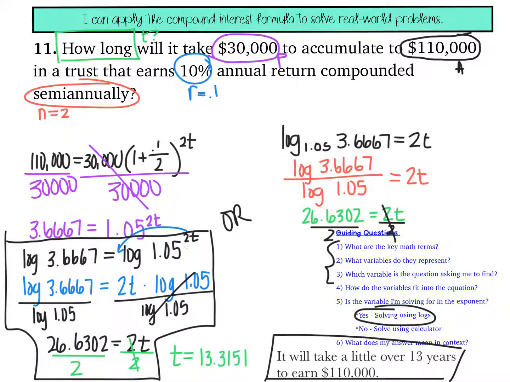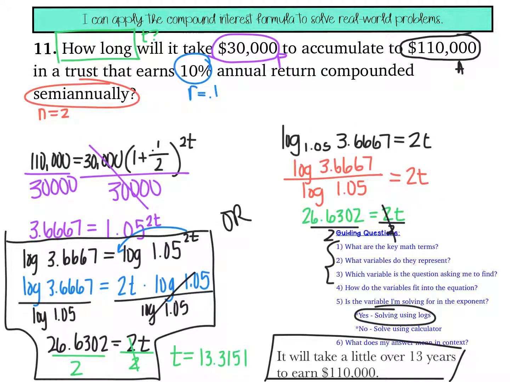So I took the log of both sides. That's all this is: log of 3.667 equals the log of 1.05 to the 2t. Using the power property, when I raise something to the 2t power, I can just put it out front and multiply it. So I end up with the log of 3.6667 equals 2t times the log of 1.05. So I just now have a basic equation to solve. I divided by the log of 1.05, and I got 26.6302 equals 2t, and then I divided by 2, and that gave me 13.3151.